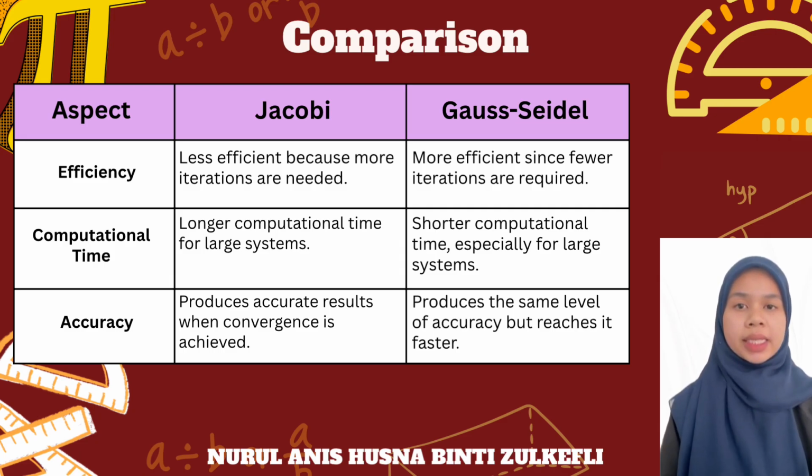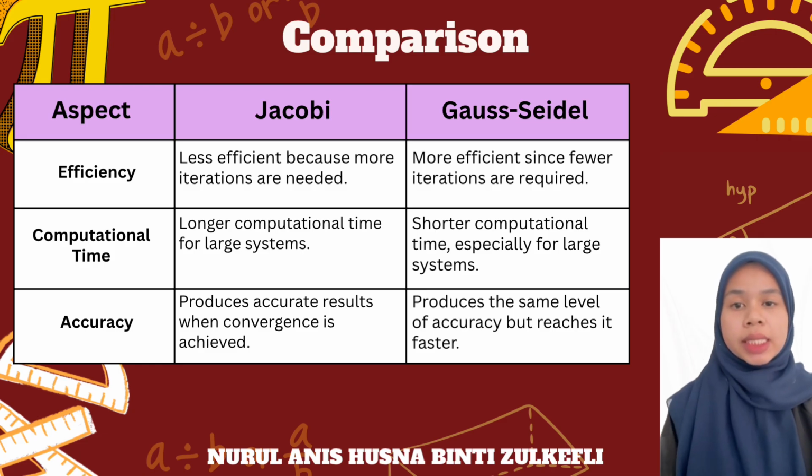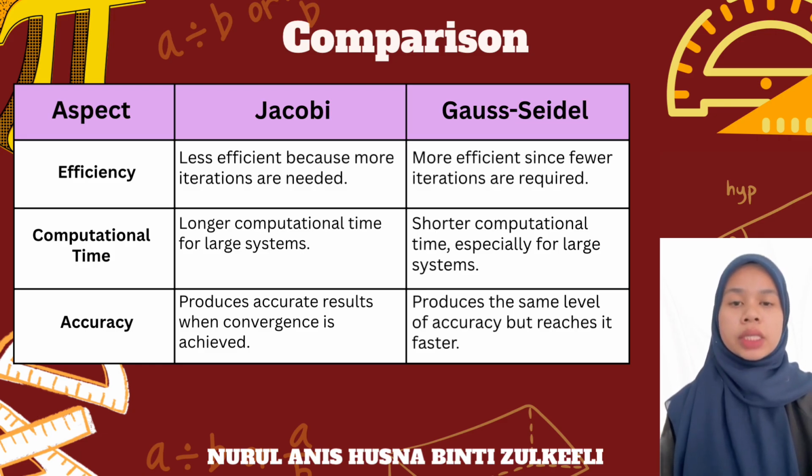Lastly, in terms of accuracy, both the Jacobi and Gauss-Seidel methods are capable of producing accurate solutions, provided that the convergence conditions are satisfied. When both methods converge, they tend to approach the same numerical solution. However, the Gauss-Seidel method achieves the desired level of accuracy in fewer iterations compared to the Jacobi method. This makes Gauss-Seidel more practical in real-world numerical computations, especially when high accuracy is required within a limited number of iterations.